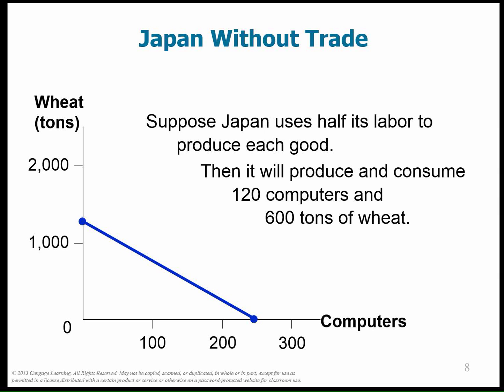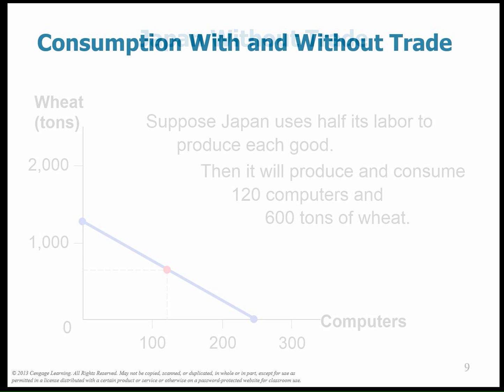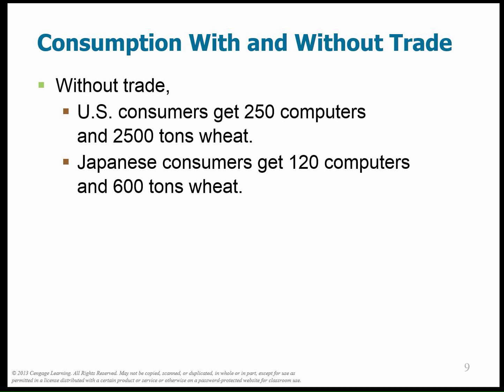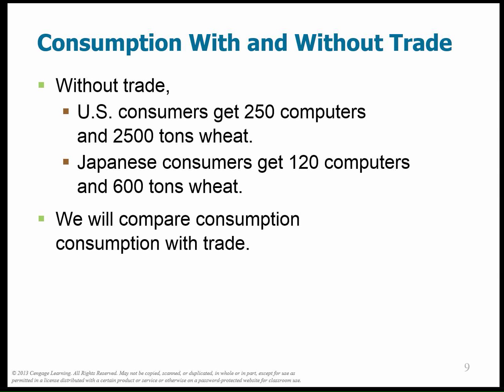So they're going to produce and consume exactly at that point. Half of their hours spent on wheat and half of their hours spent on computers, and then they consume everything they produced. All right, so they're at that point. So without trade, here's a little summary. U.S. consumers get 250 computers and 2,500 tons of wheat, and Japan gets the numbers shown.